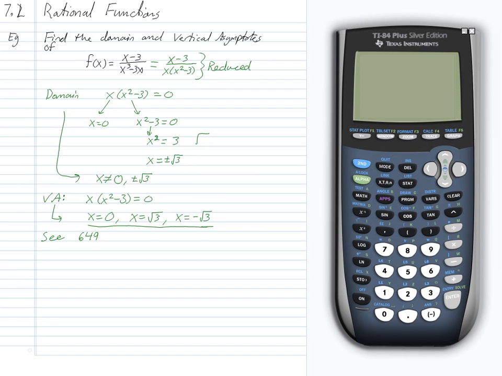So the next new feature of these rational functions and their graphs is the horizontal asymptote, and we will look at that in the next video.